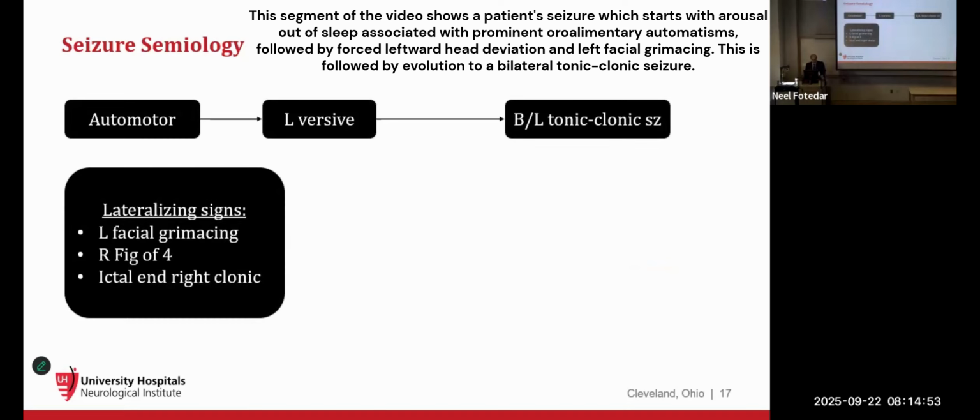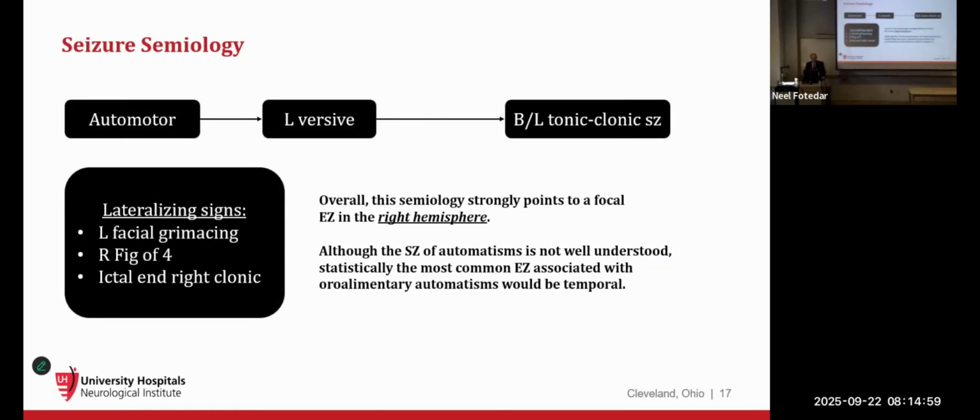And you list his lateralizing signs. You have the left facial grimacing, right figure of 4 ictal and right clonic. Overall, the semiology strongly points that the epilepsy is focal and it is in the right hemisphere. The only sign that disagrees with that is a right figure of 4, but out of all the other signs, it has a relatively lower positive predictive value, and the others are very powerful, and there's an overwhelming majority indicating that the epilepsy is in the right hemisphere.